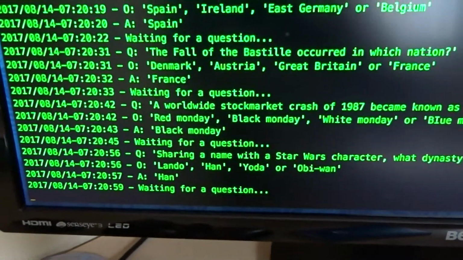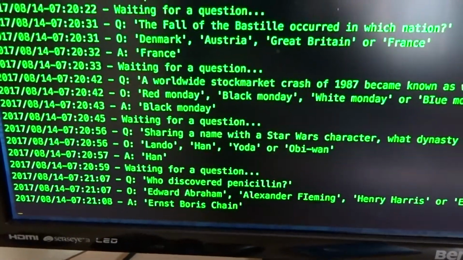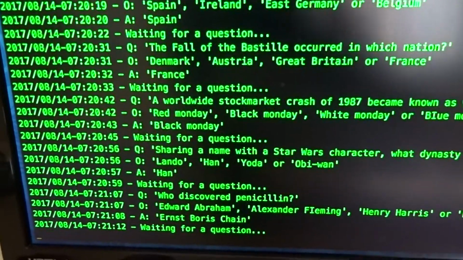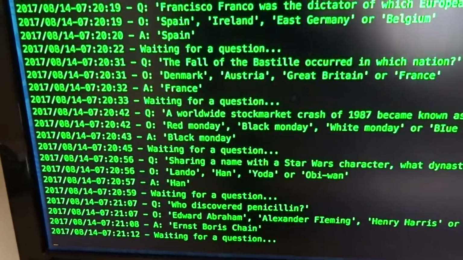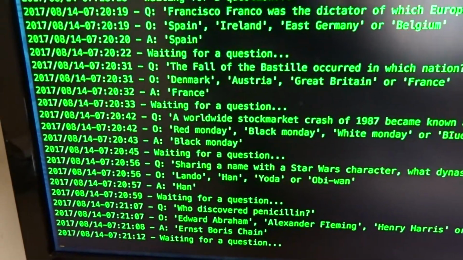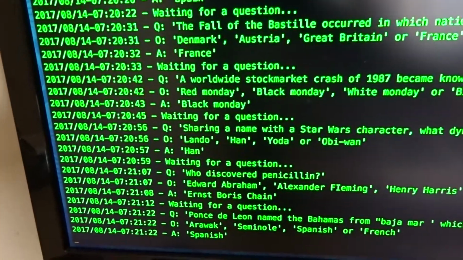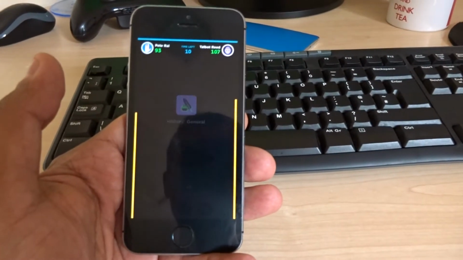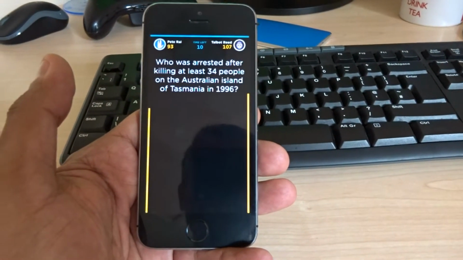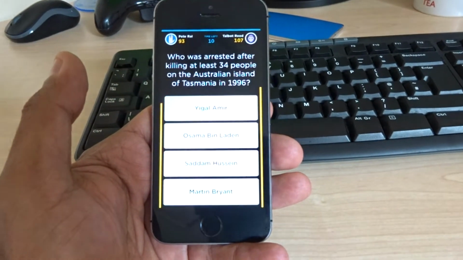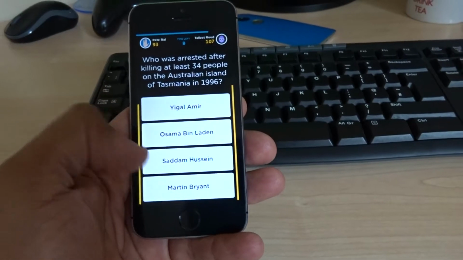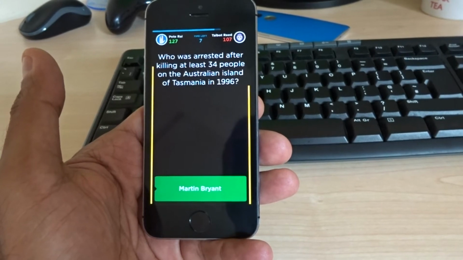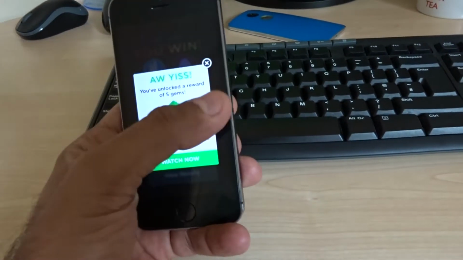Who discovered penicillin? Ernst Boris Chain. I think that's wrong. That is wrong. Thanks Samantha, you got one wrong. It's not entirely accurate. I'm pegging it at about 95% accurate. I don't even know what this means. Named Spanish. Oh, if you say so, that's correct. Bonus round, last question. Martin Bryant. Thank you, Samantha. Another win for me.